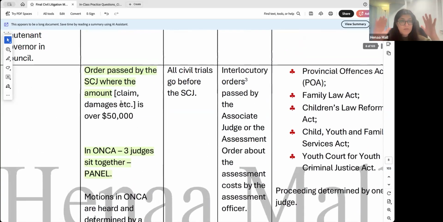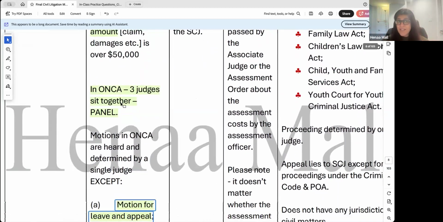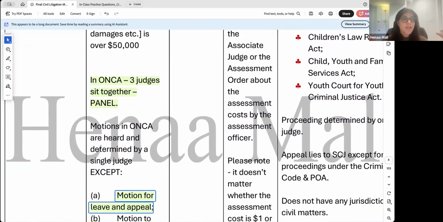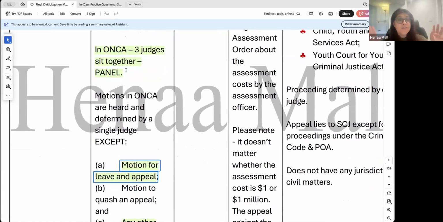As a rule of thumb, matters are heard by three judges. That's called a panel, unless it's a motion, because a motion is heard by a single judge. However, there are three exceptions, where it's going to be the panel that hears it. What are these three exceptions? Number one, when you're asking for leave to appeal. Number two, when you're asking to quash an appeal. And number three, it's a wide latitude, any other motion that is specified.